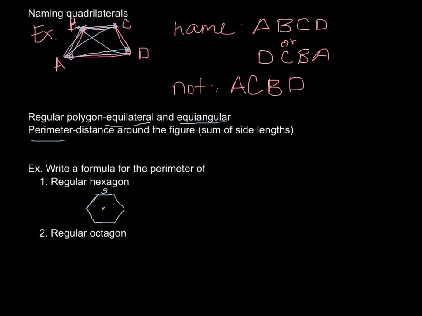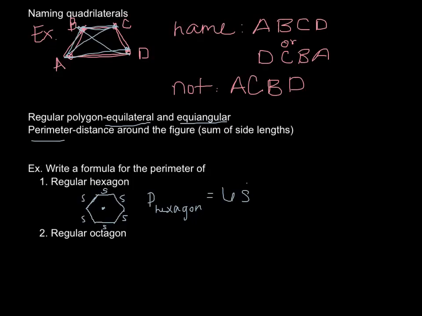I would have how many S's? So perimeter of a hexagon would equal 6S. And S is just whatever the length of that side is. We need to add 6 of them, or we could just multiply it by 6 to make our life a little bit easier. A regular octagon.